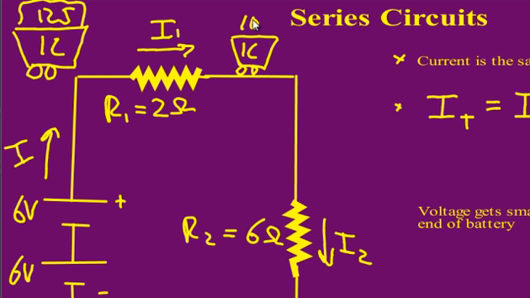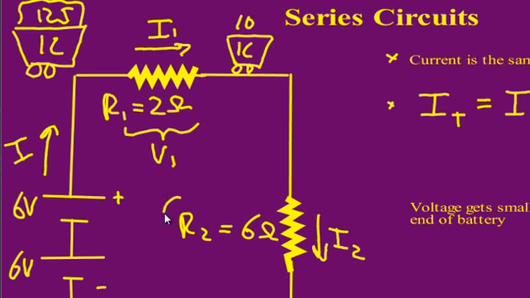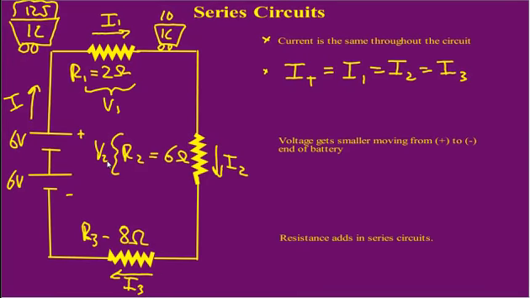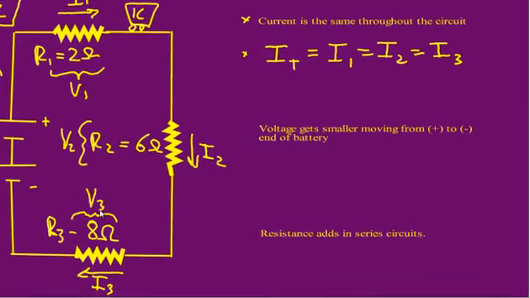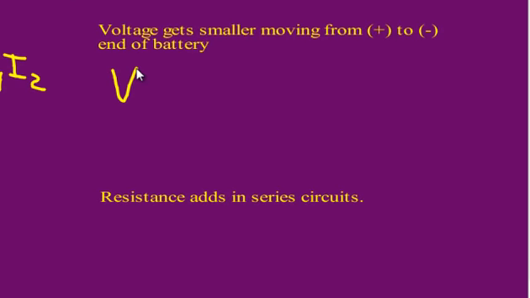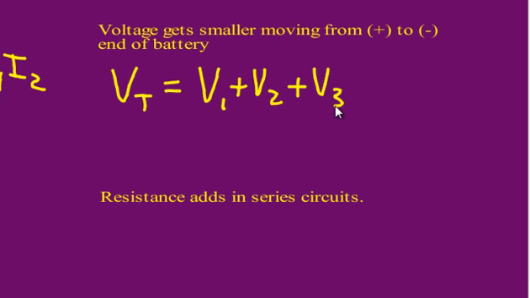So we can designate how much voltage is used at each resistor by saying V1, V2, and V3, like that. And then I can also write this symbolically. I can say that the total voltage, which is 12 volts in this case, is equal to the voltage used by each of the resistors. I can write that symbolically, the relationship of voltage in a series circuit.